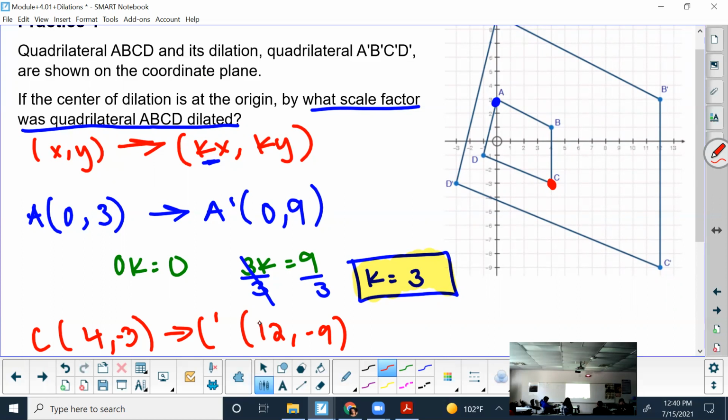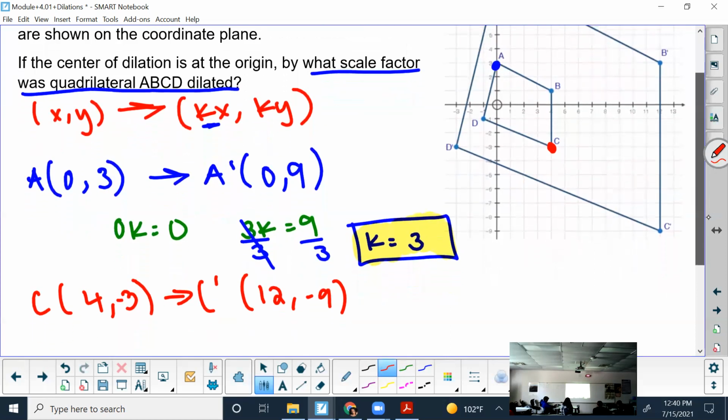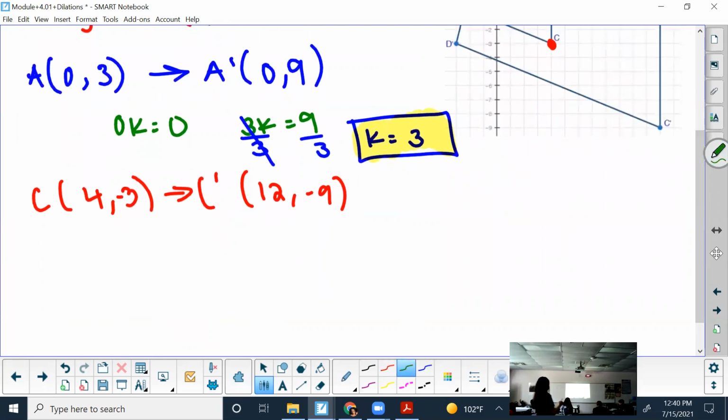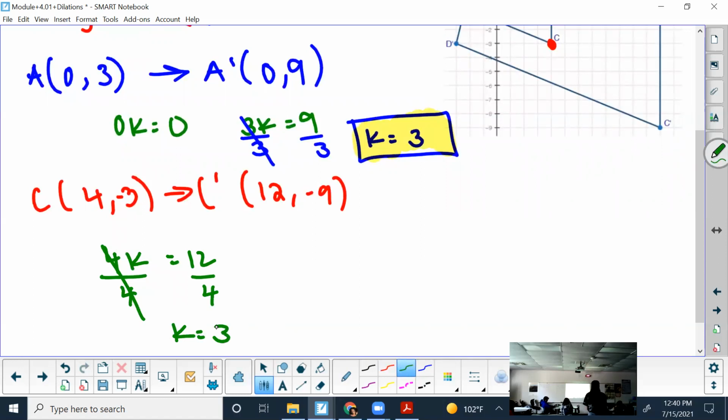All right, so set up your little side algebra. Somewhere along the line, we multiplied 4 by k to get 12. Opposite of multiplying by 4 is dividing by 4, so k equals 3. Does that match up with what we found for point A? Yes, so we have the correct answer. Questions?